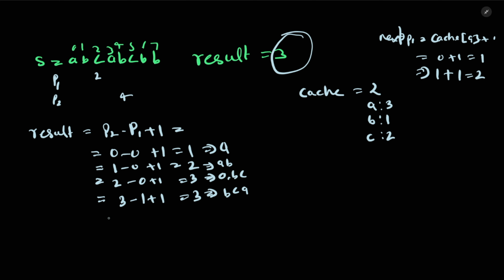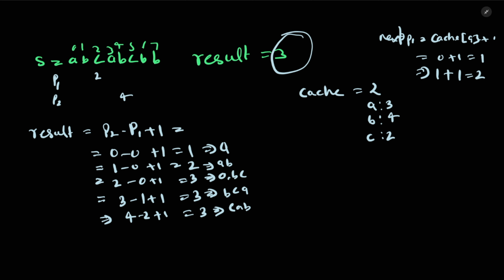Okay, now we can calculate the result. So result will be 4 minus 2 plus 1, and this is going to be 3, and the substring that is giving this result is CAB. And once we have calculated the result, we need to update the index of b. So index of b was 1, now it will become 4. So we have an index as a 4.